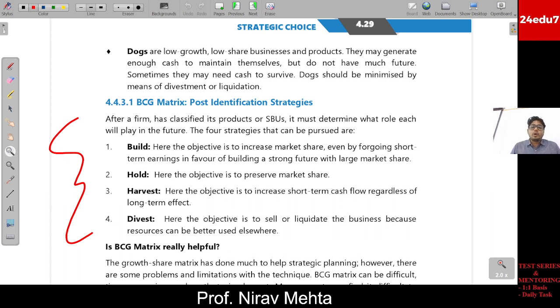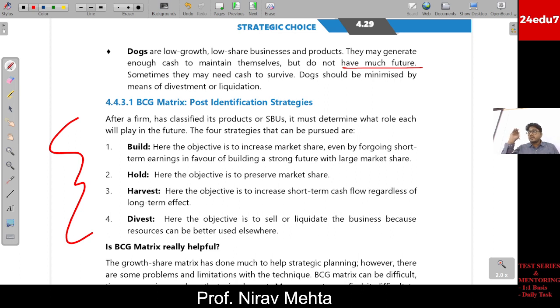Dogs are low growth, low share products and businesses. They may generate enough cash to maintain themselves, but do not have much. Sometimes they may need cash to survive. Where will the cash come from? Which business: star, question mark, cash cow, or dog?